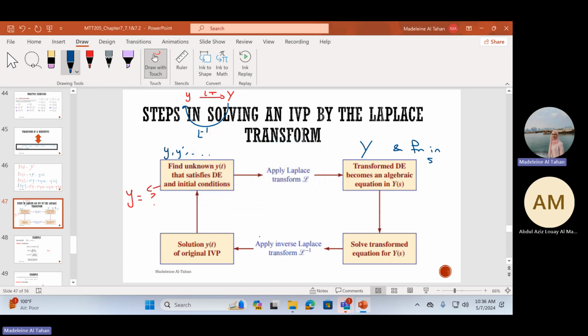So the first step, apply Laplace transform. Then write capital Y in terms of s only, then apply the Laplace inverse, and we are done.